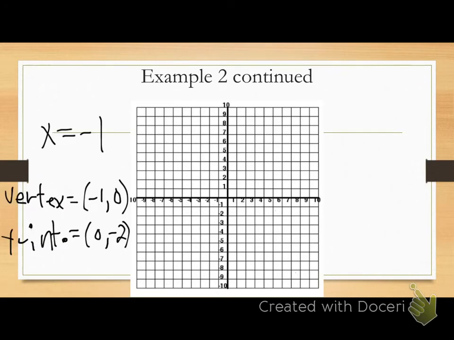I'm going to graph my axis of symmetry first. It's just a vertical line through x equals negative 1, crossing my x-axis at -1. There's my axis of symmetry. Then I'm going to graph my vertex, -1, 0. Can everyone see that point good enough? And then I'm going to graph my y-intercept, 0, -2.